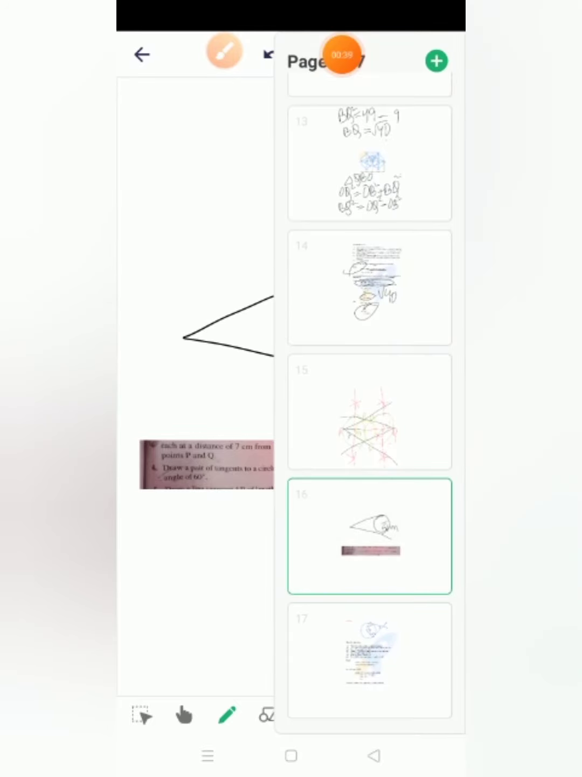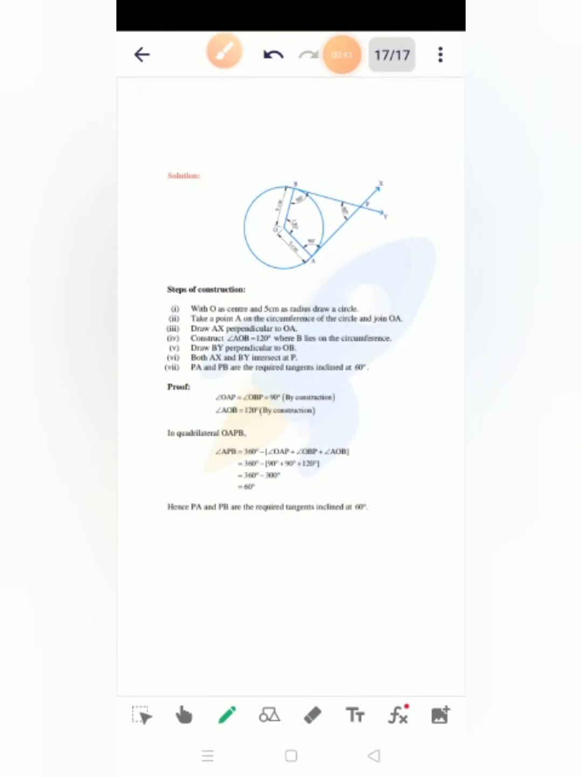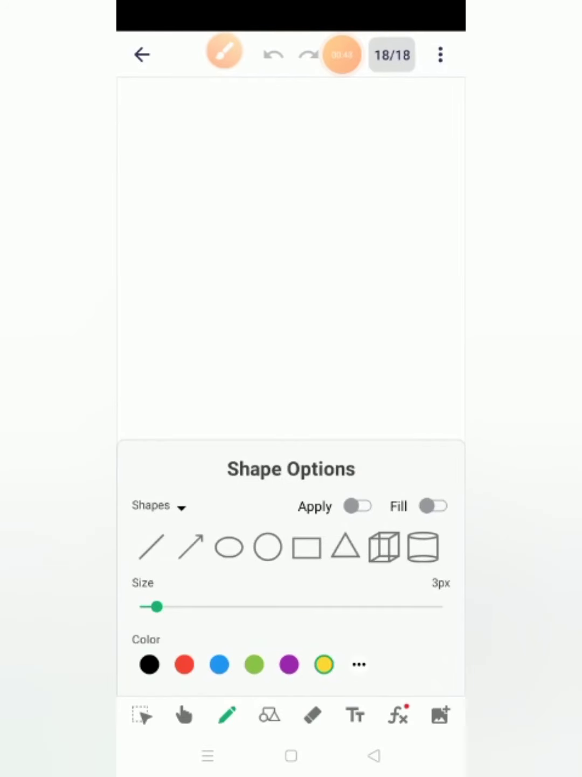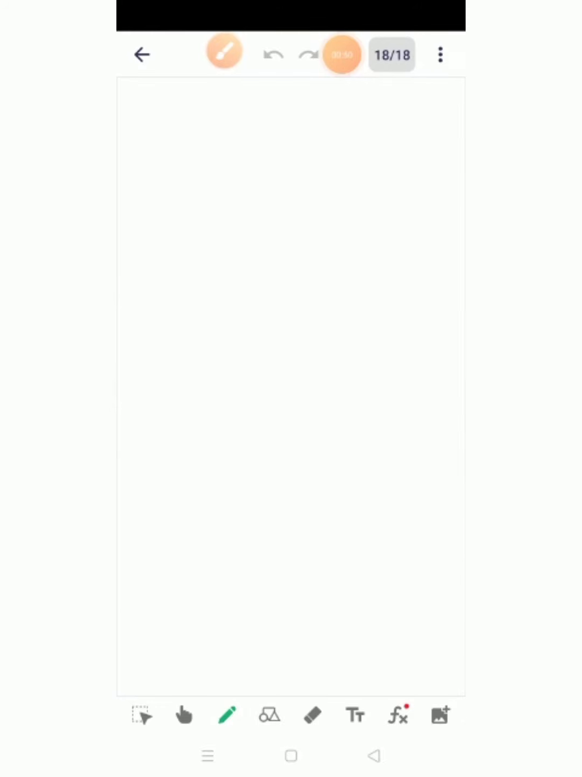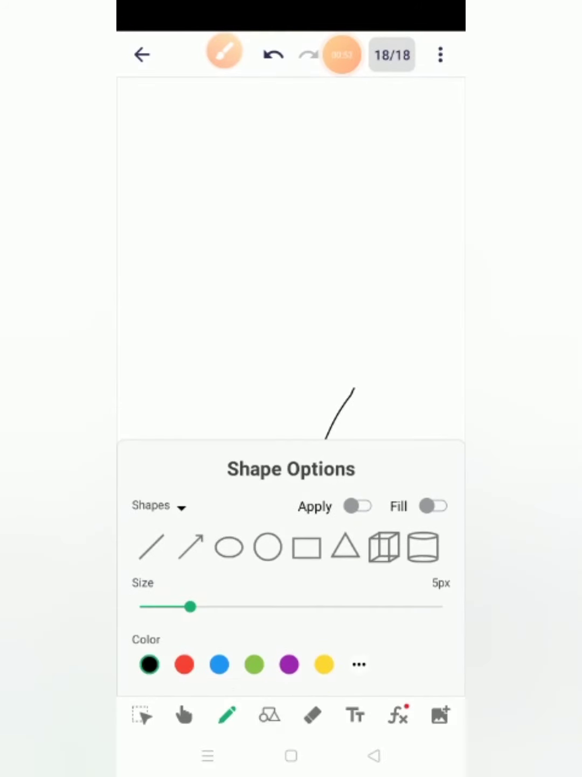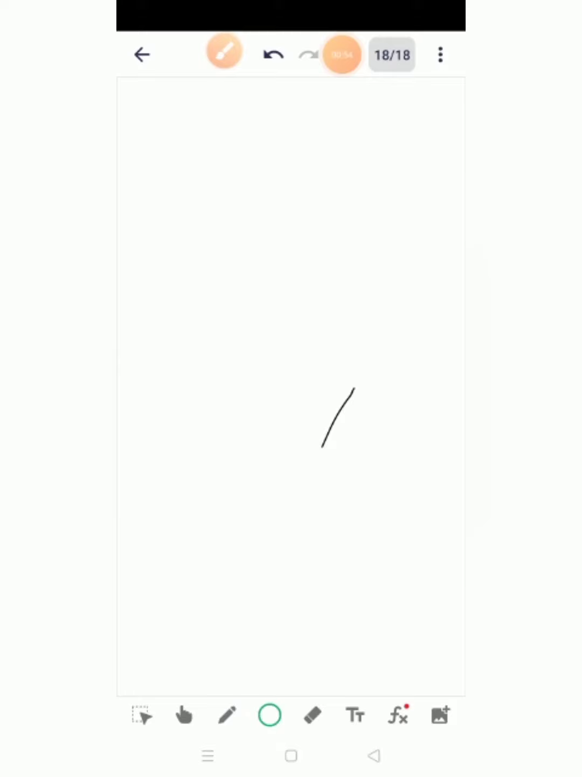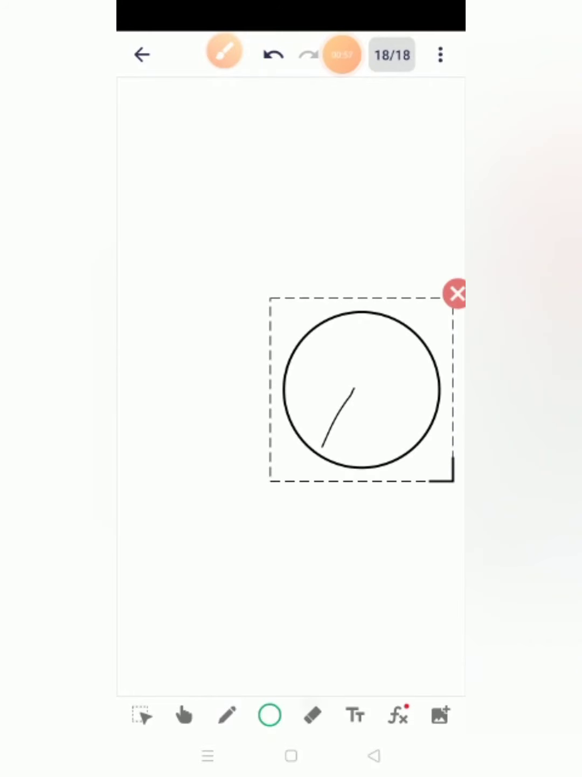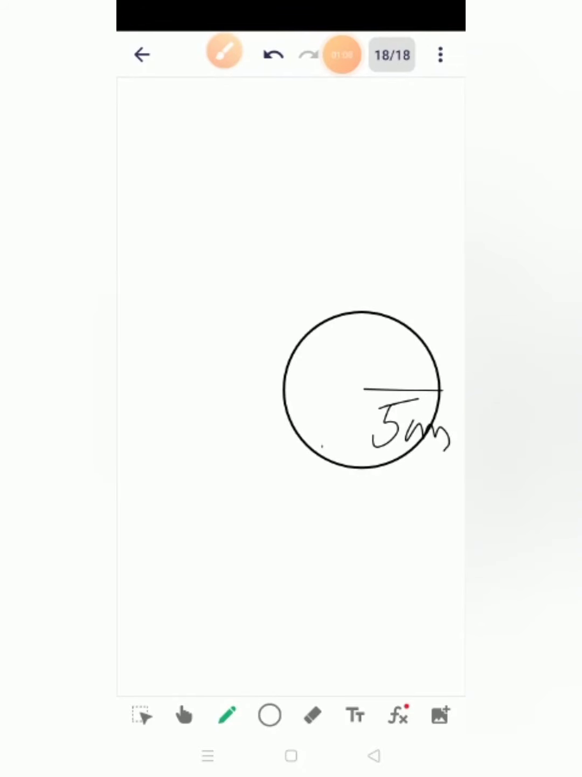So let's do it here. It's given here. Let's follow this step and do. With O as center and 5 centimeter as radius, draw a circle. Okay, let's do this first. Draw a circle. This is the circle. Radius is how many centimeters? 5 centimeter. It's given in the question. Draw a circle with radius 5 centimeter.